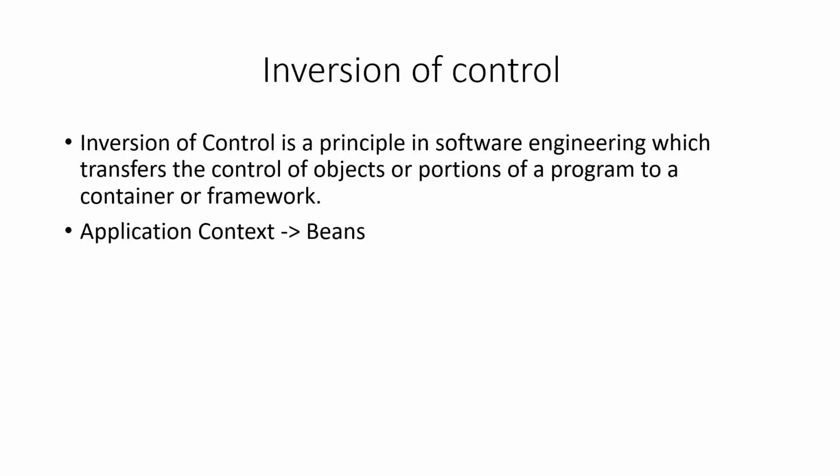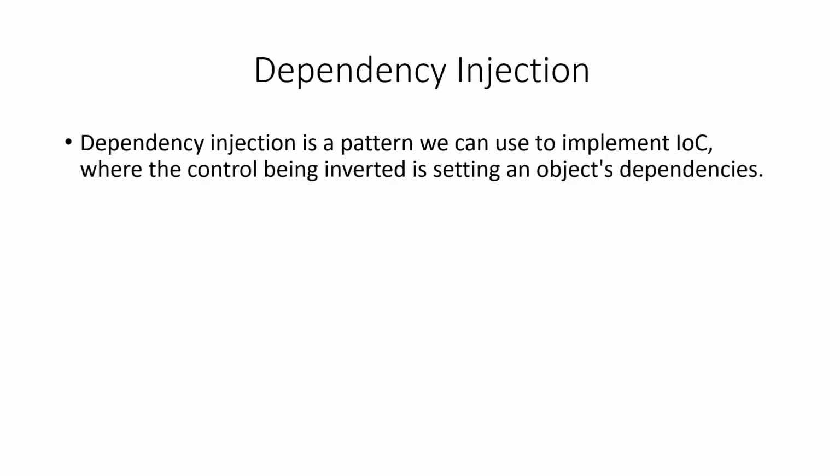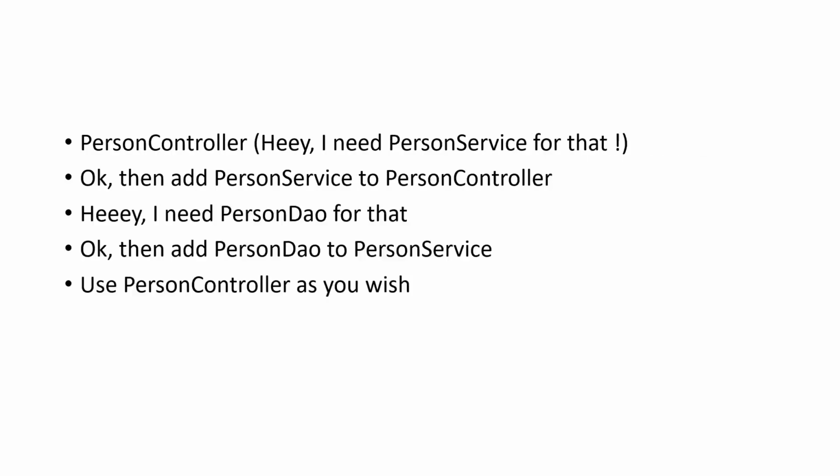But this principle is not complete without the other principle, which is called dependency injection. Dependency injection is a pattern we can use to implement the inversion of control, where the control being inverted is setting an object's dependencies. Now this is maybe confusing, but let's understand this in our application.